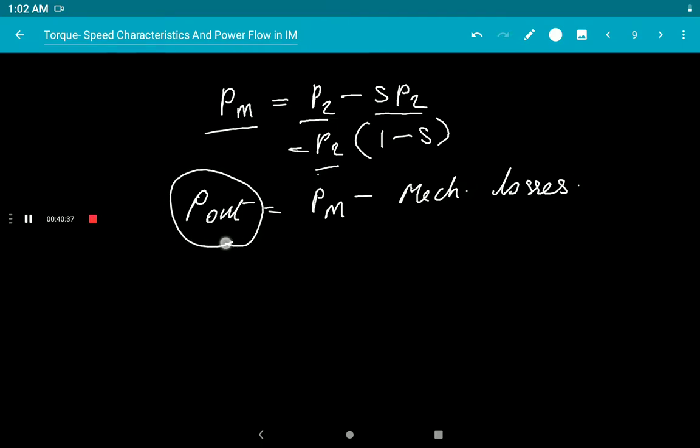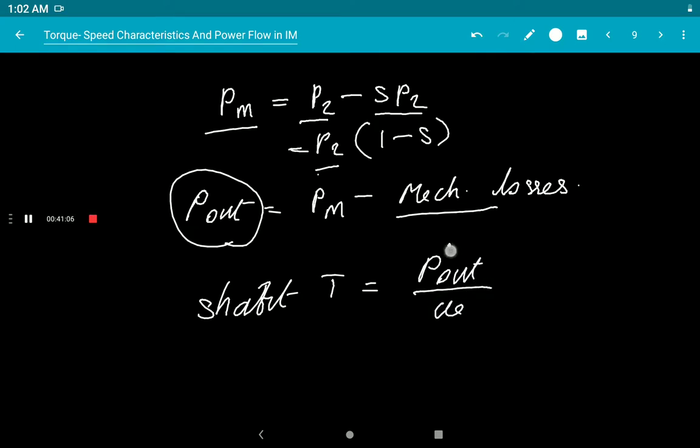And the actual output power means there are other mechanical losses. So just subtract mechanical losses from the mechanical power, then you will get the actual output power. Okay. So now you will get the equation for the shaft torque. That is, shaft torque is represented as output power by omega, because we are taking output power. So the actual output power given at the shaft is P out, not P m.